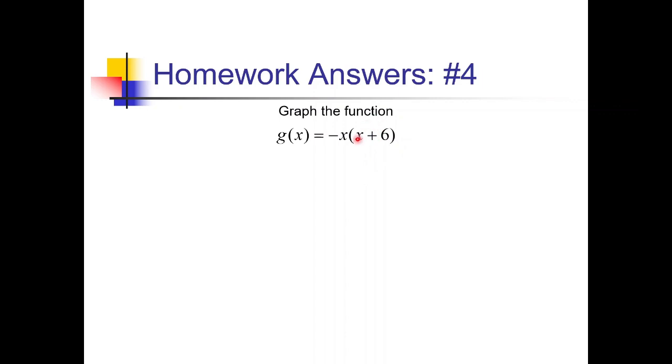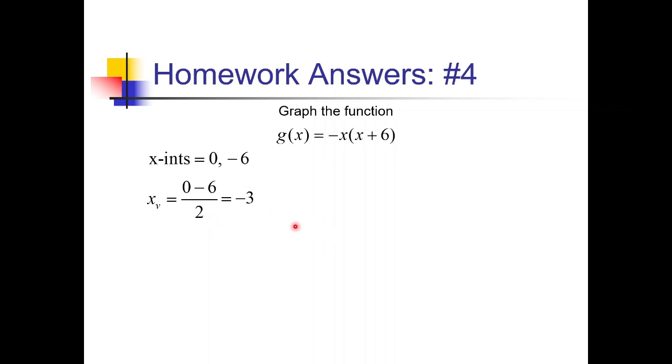And then this x plus 6 gives me an x-intercept of -6. To get the x value of the vertex, I just have to average these two x-intercepts together. So that's 0 plus -6 over 2. That's just -6 over 2, or -3.